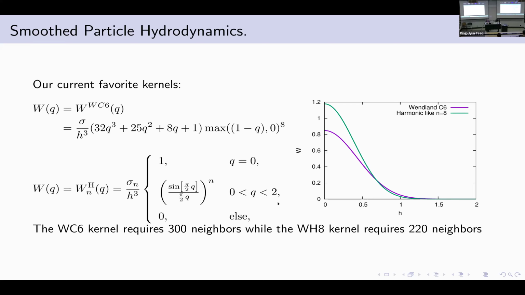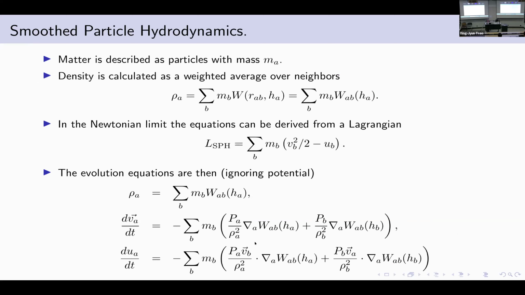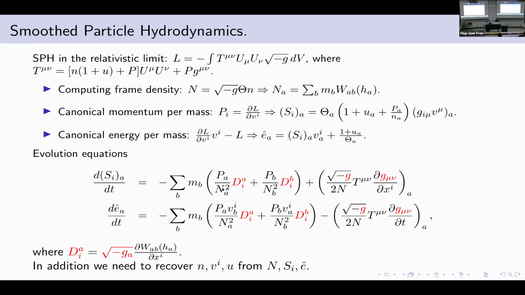We have mass, we have P over rho squared times the derivative of the kernel, and so on. And the only difference here is that this derivative depends on the determinant of the metric, of the 4-metric. And then in addition, you get these gravity acceleration terms that ensure that the particles feel the curvature of the space-time.